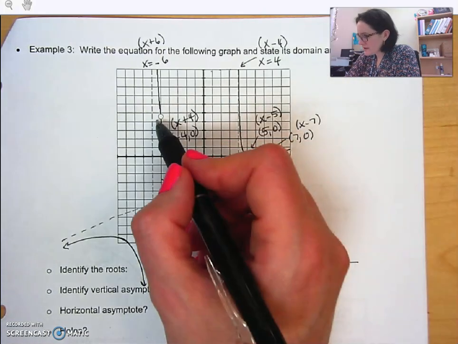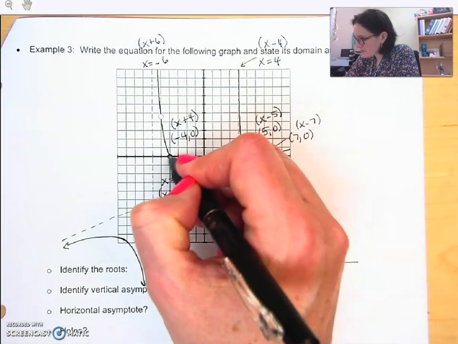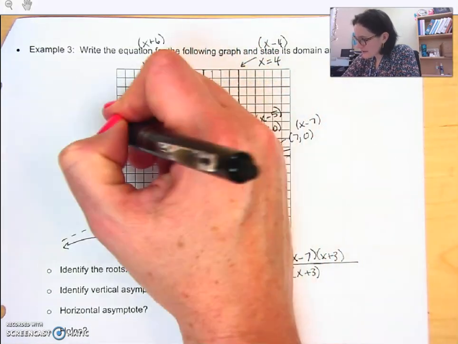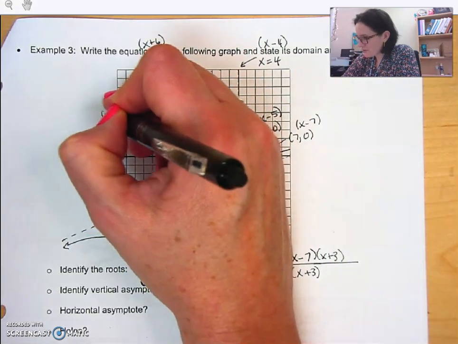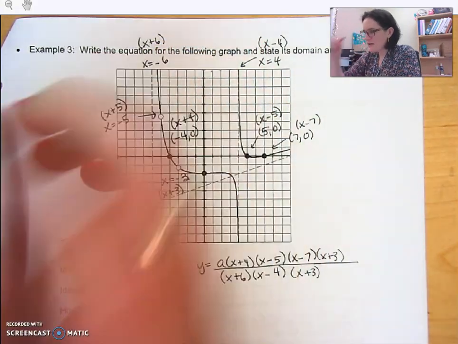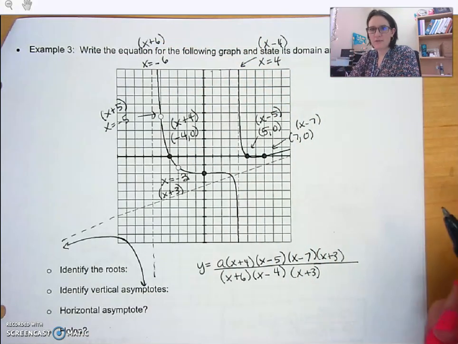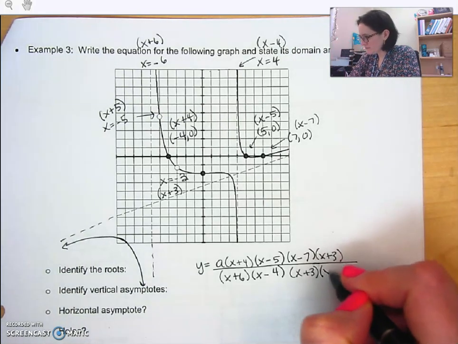And then this other discontinuity is at x equals -5. That comes from a factored form of x plus 5. And again, that will be the same factor on top and bottom.